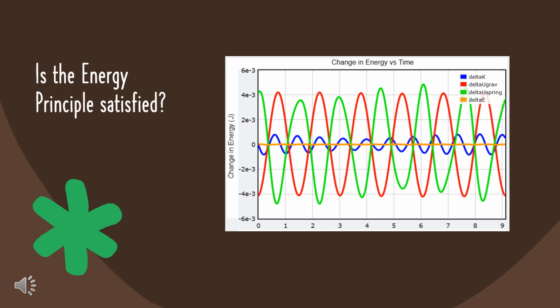For your model system, is the energy principle satisfied? By the energy principle, the work done is equal to the change in energy of the total system. If no work is done, the change in total energy should be equal to 0, which is what we see here. This means the energy principle was satisfied.